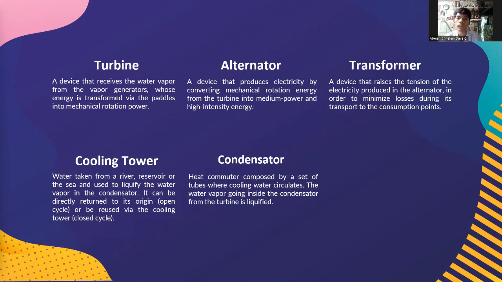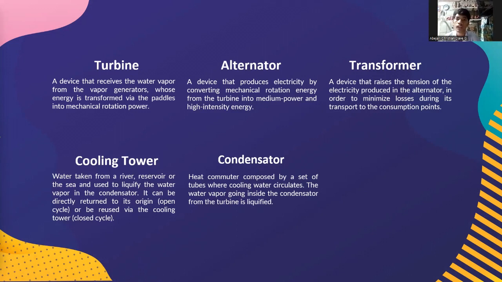The next is we have a turbine, a device that receives the water vapor from the vapor generators, whose energy is transformed via the paddles into mechanical rotation power. Here in our turbine, in nuclear, what is used is the turbine wind work. So, a simple principle: instead of using electricity to make wind like a fan, the turbine works to produce electricity for the nuclear power plant itself.